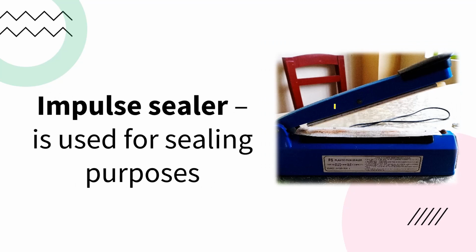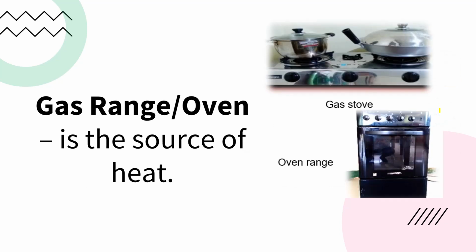Next, impulse sealer. It is used for sealing purposes. From the word seal or pagsara. So, be careful sa paggamit nito. So, pag nilagay nyo dito, at ibinaba nyo to, magsisil yan. So, that is the impulse sealer. Next, gas range or oven is the source of heat. It is the source of heat. Kalimitan ay sila ng tawag ng mga Batanggenyo dito.